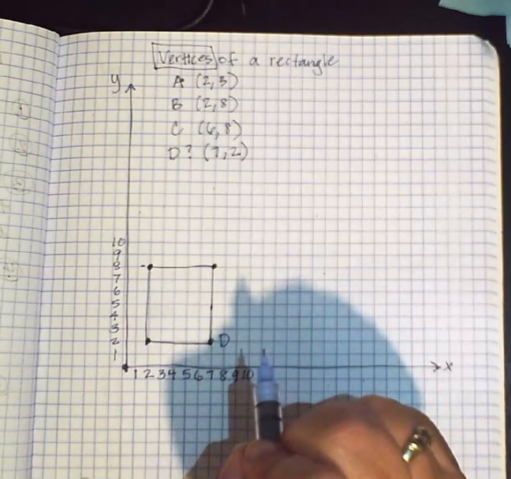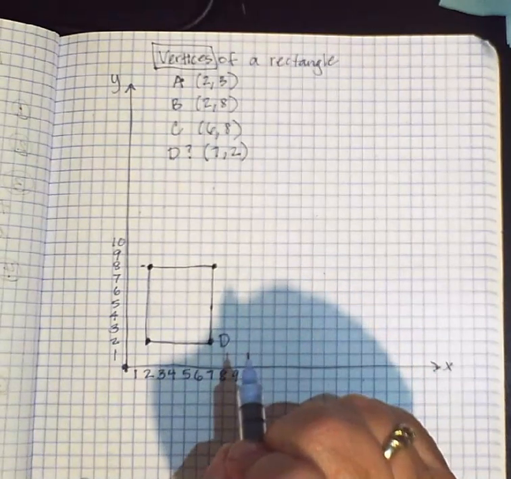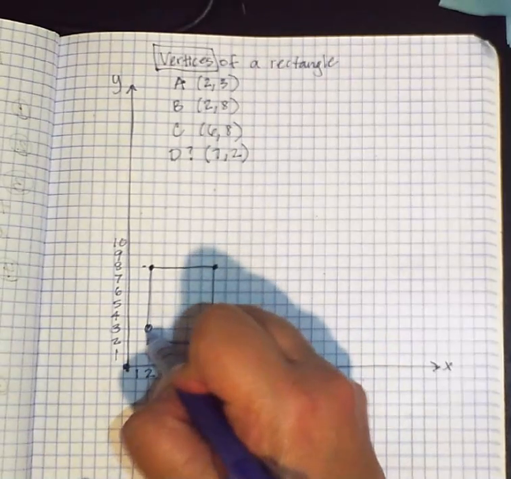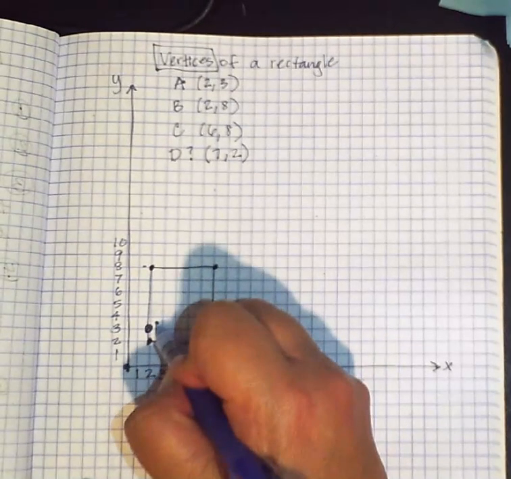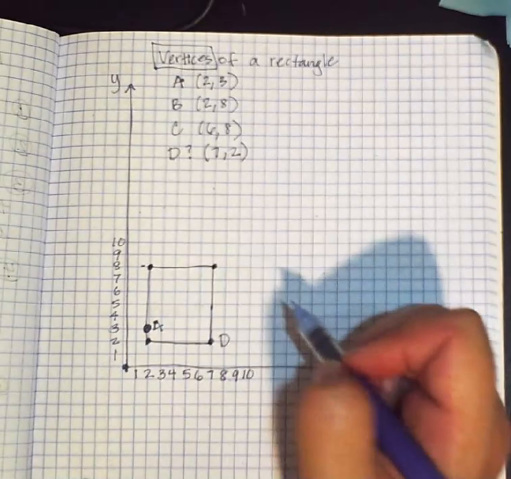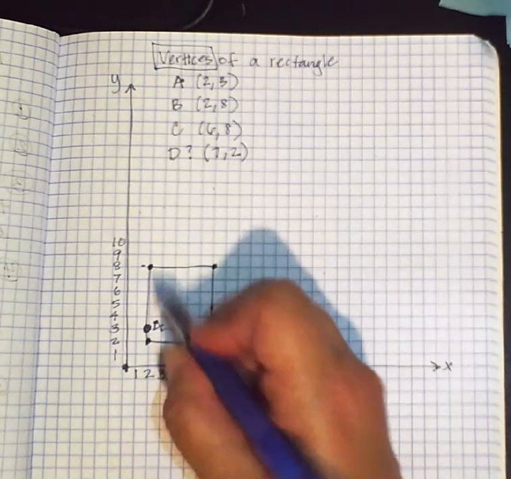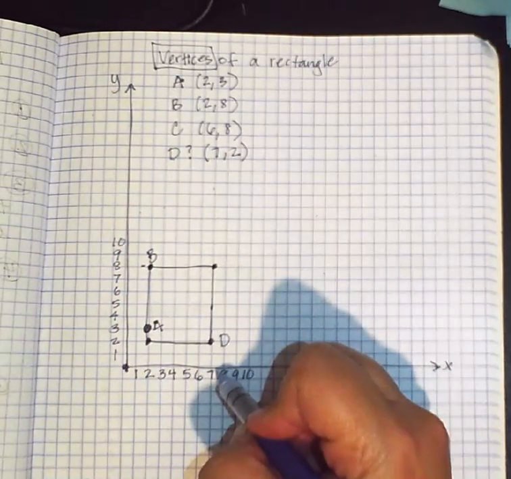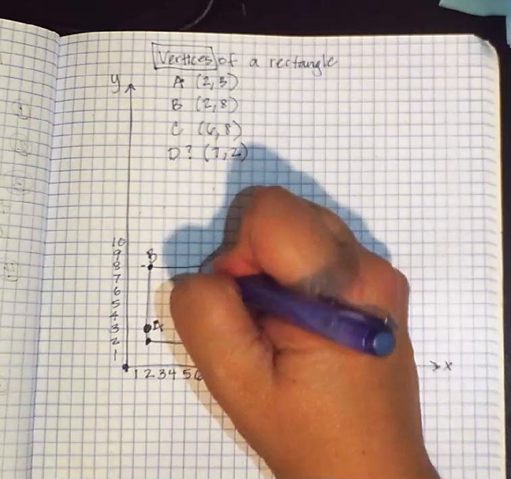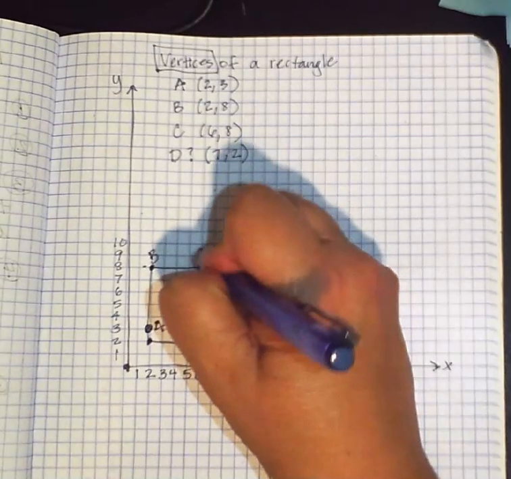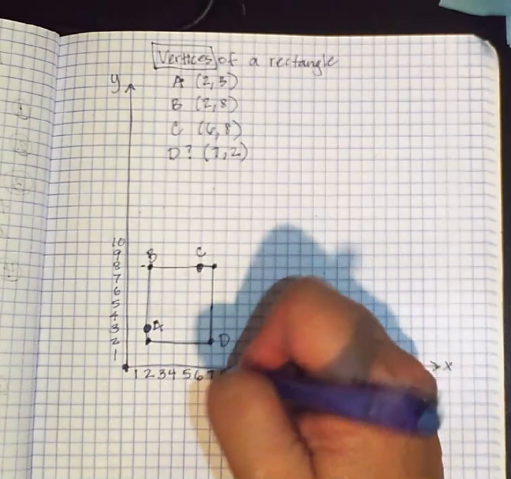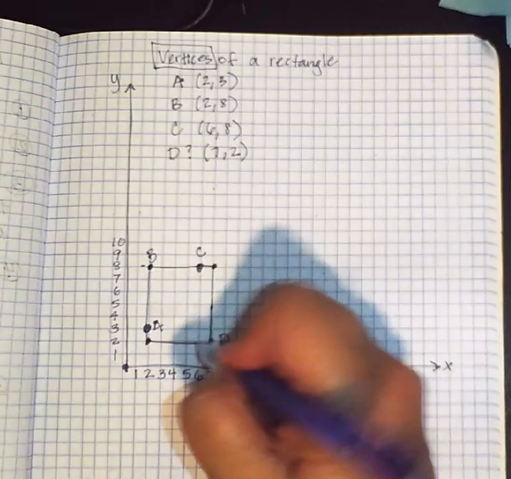Now that I'm looking at it, I'm seeing that I made a mistake. Do you see the mistake I made? 2, 3. This should have been here. That's A. B is 2, 8. C is 6, 8. And that would make D not 7, 2. Hopefully you didn't make the mistake.